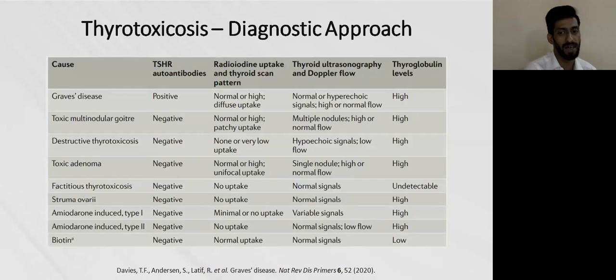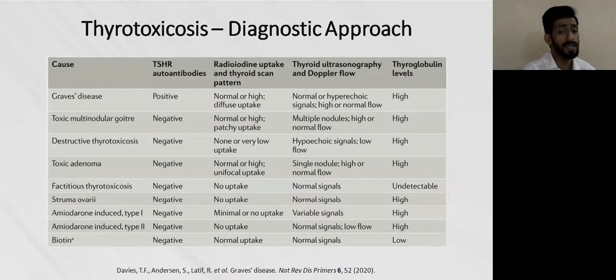The only condition where thyroglobulin levels have a role to play is factitious thyrotoxicosis, where it will be undetectable. In none of the other conditions does thyroglobulin play a role. So let's eliminate the last column with that. Now, the common conditions that we see, we have to do the antibodies, uptake scan, and plus minus ultrasound.